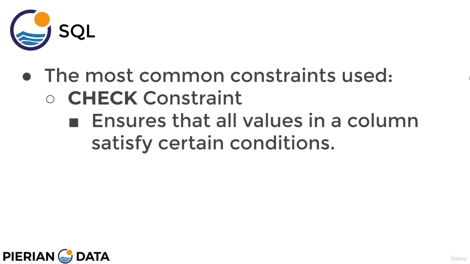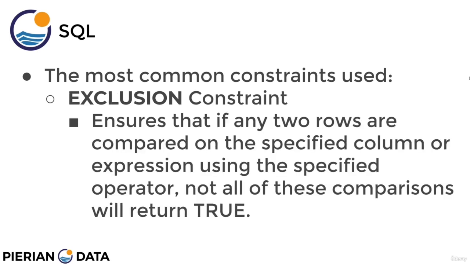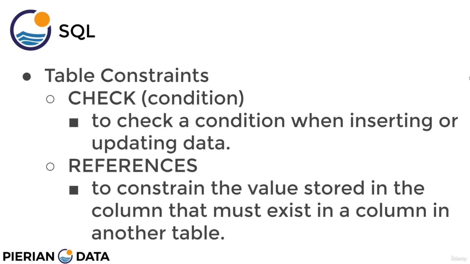So the check constraint ensures that all values in a column satisfy just some certain general condition. So you actually check against some sort of condition, such as has to be less than 20 or something like that. The exclusion constraint ensures that if any two rows are compared on the specified column or expression using the specified operator that you include with the exclusion constraint, that not all of these comparisons will return true. So don't worry too much right now about understanding check and exclusion because they actually depend a lot more on the additional conditional constraints you provide.